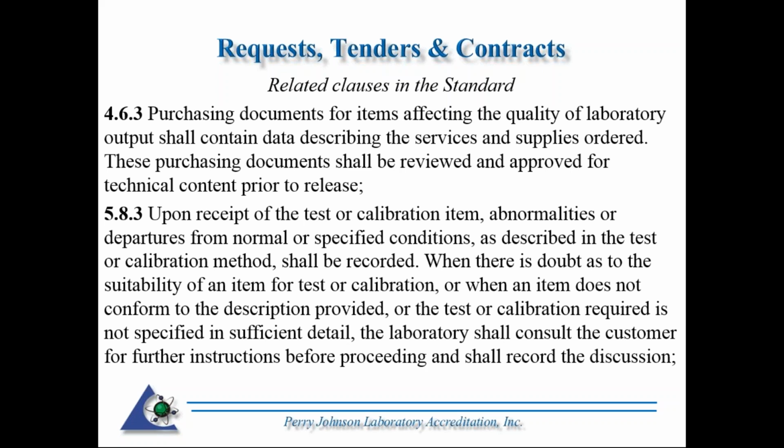5.8.3. 5.8 is the handling of calibration items. So this is, you've received the item to test or to calibrate. Upon receipt of the test or calibration item, abnormalities or departures from normal or specified conditions as described in the test or calibration method shall be recorded.